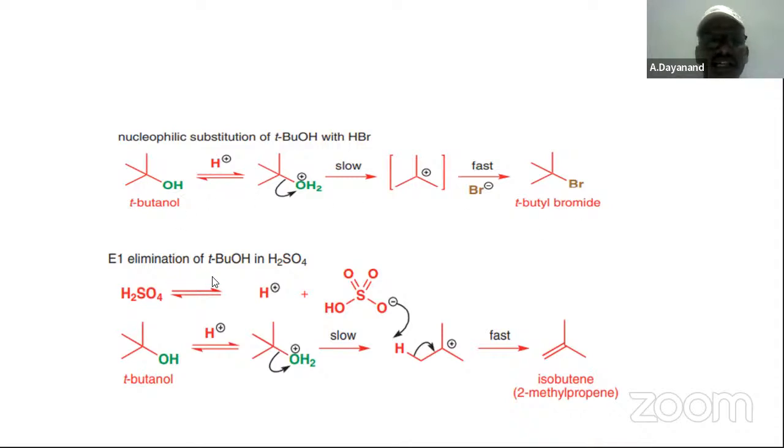Here, look at the elimination reaction. H plus, deprotonation, and a cation is formed. Next, the base HSO4 minus, the bisulfate ion, can easily remove the proton. But this is a strong acid and weak base, and in this reaction a weak or strong base does not matter, because the rate determining step is the first step. In the second step, even a weak base can attack easily. It is a fast reaction.